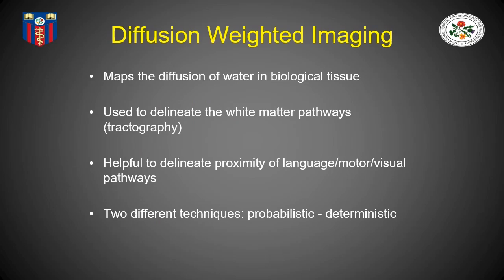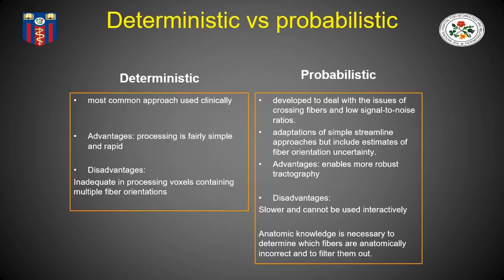Diffusion-weighted imaging measures the diffusion of water in the biological tissue and is normally used to delineate the white matter tracts. It's helpful in epilepsy to try and understand where language tracts, motor tracts such as the corticospinal tract, and visual pathways such as the optic radiation are in relation to the lesion or the area that needs to be resected. There are two different techniques to achieve a DTI image, and they're normally called probabilistic and deterministic.